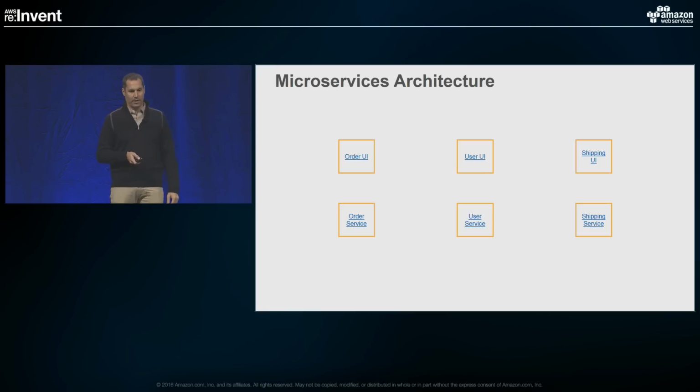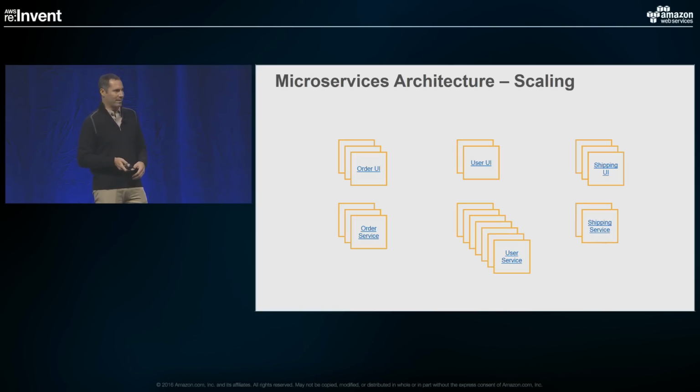So in a microservices architecture, we actually decompose these services into individual units, right? We have the same exact services and UIs as we had before, but they're independent of one another. We have our order UI, user UI, shipping UI, and the associated services. And if we want to scale these, you can see we can scale out these things independently, right? So going back to the example of the user component, maybe that needs to scale at a different rate than the others. And with a microservices architecture, you can do this. And this is a key advantage of microservices.